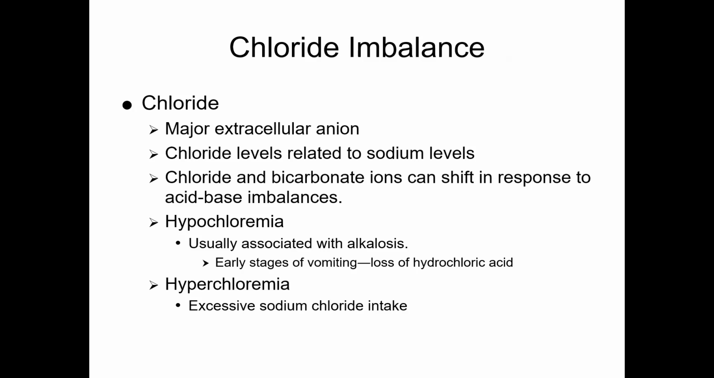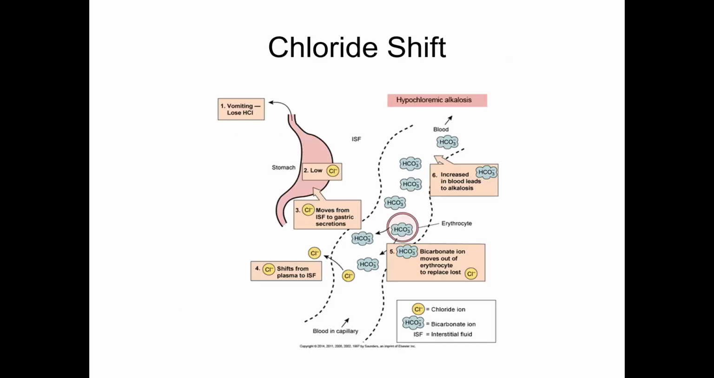Chloride and bicarb ions, both negatively charged, can exchange places to assist in maintaining acid-base balance. As the bicarb ions are used up, binding with those metabolic acids, chloride ions will diffuse out of the red blood cells into the serum to maintain the same number of negative ions in the blood.